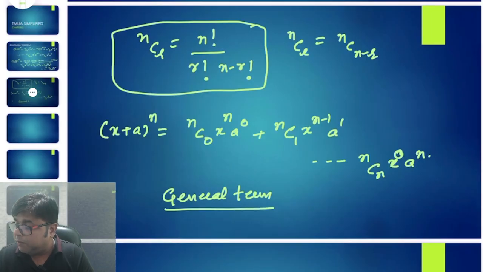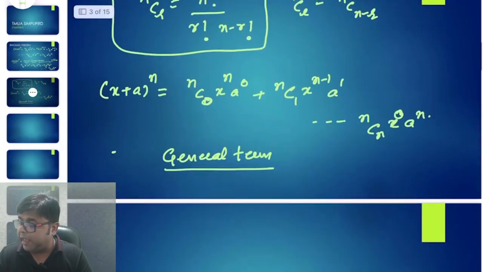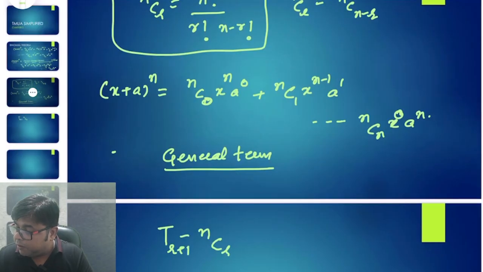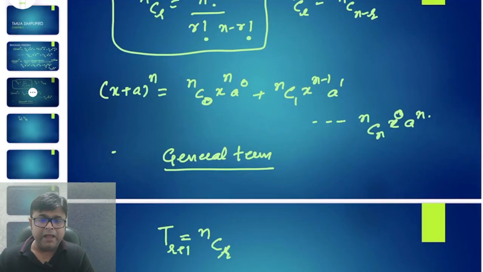Now the general term of this expansion, any term, right? General term means any term. Since this is starting from 0, if I say nCr, general term is T(r+1). Why? Because r is starting from 0, so the first term will be by putting r equal to 0. So that's why I'll say r plus 1 and not r. Because r starts from 0, if I put a 0 here, it will be the 0th term, which doesn't make any sense.